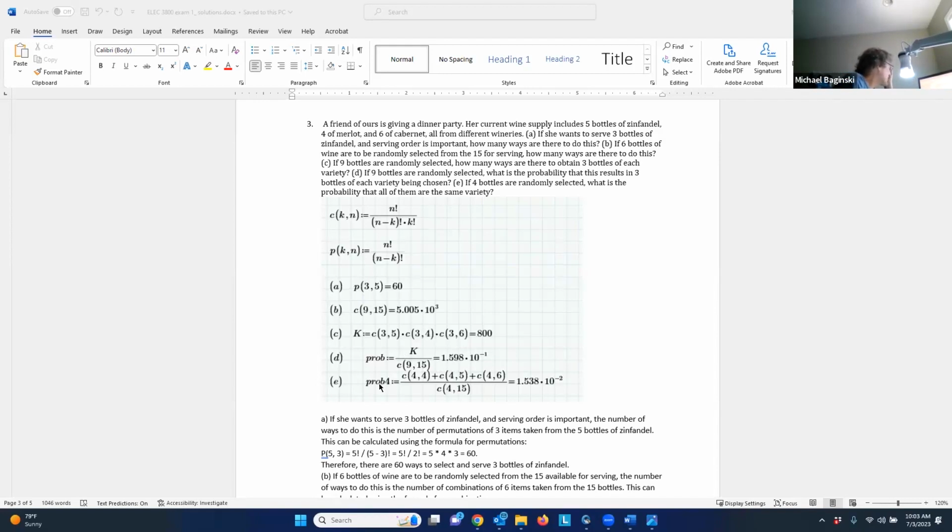Finally, the last part, E: if 4 bottles are randomly selected, what's the probability that all of them are the same variety? This is one of those crazy combinatorial things where, if 4 bottles are selected from 15, this is the number of combinations possible. Then you have to find 4 of 4, and that's 1, and then 4 of 5 plus 4 of 6, and it comes out to this value.